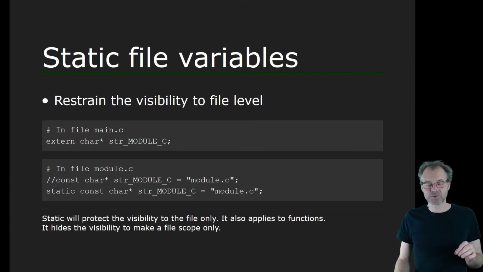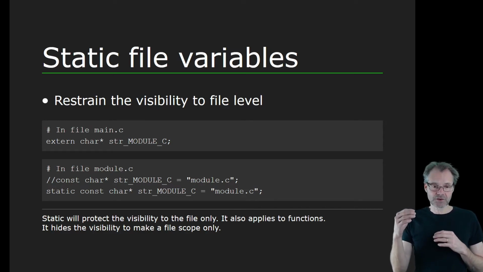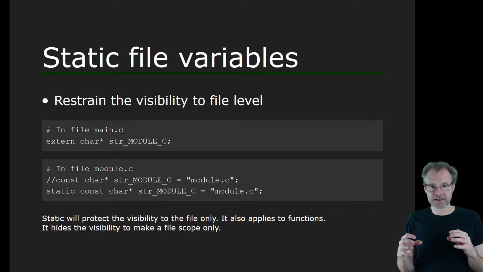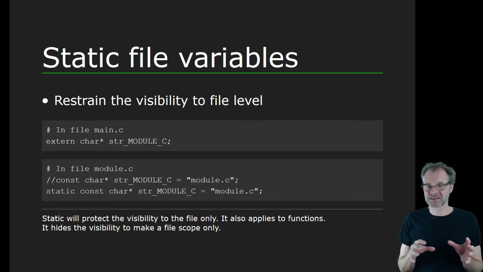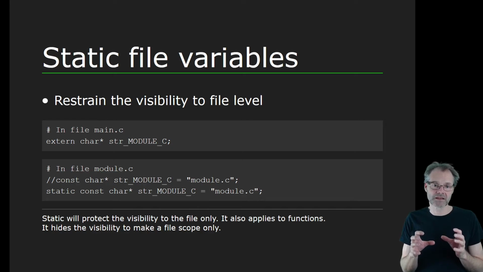The static keyword can also be used on a file variable, and it can also be used on a function. The functions and the variables on a file level are global objects. What we can do with this static keyword is to restrain the visibility of these declarations, both for a variable and for a function, so they can only be visible within this file. So it's kind of protecting them, restraining the visibility so others cannot see them.